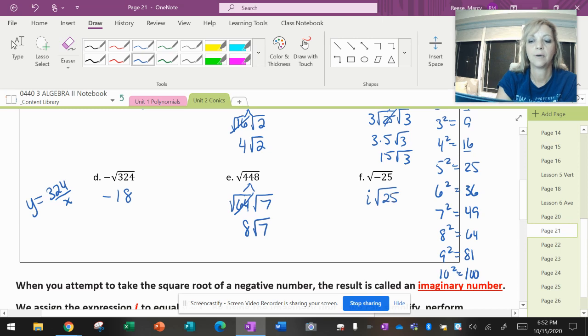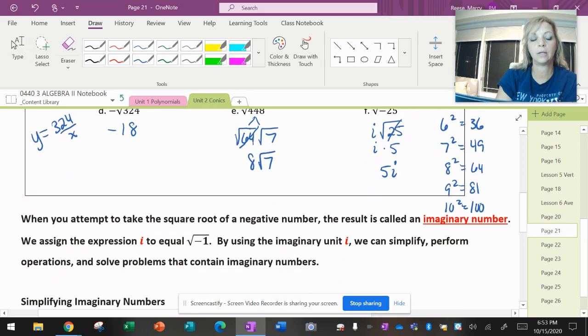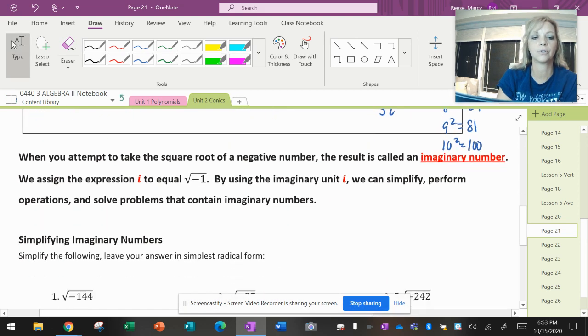You know, I didn't make this up. And then you do the square root of 25 is 5, so then you get 5i times 5, which we like to say is 5i. Okay, so that is what you call imaginary numbers.